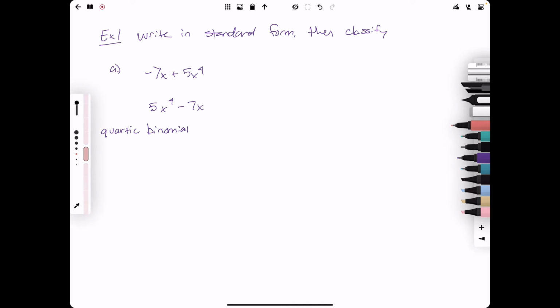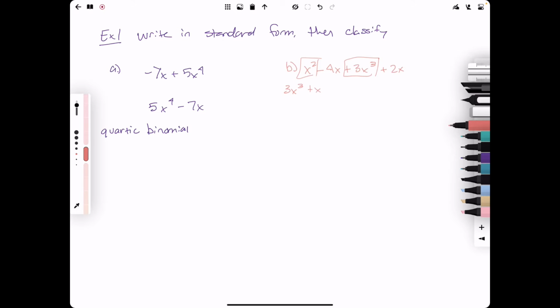I'm going to change colors for the fun of it for part B. This one is x squared minus 4x plus 3x to the 3rd plus 2x. Let's write it into standard form first. Okay, so you're going to have 3x to the 3rd, and that stays positive. Then you're going to have x squared.